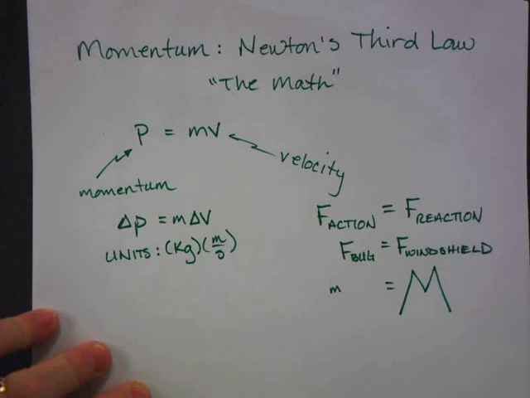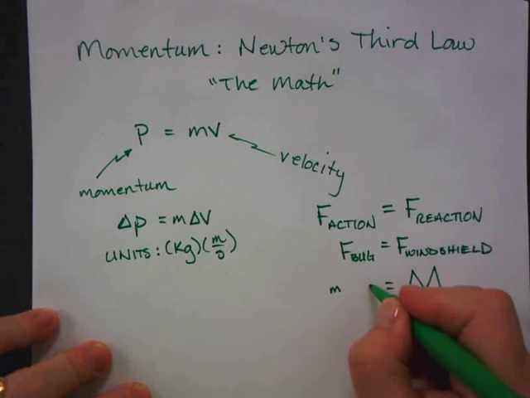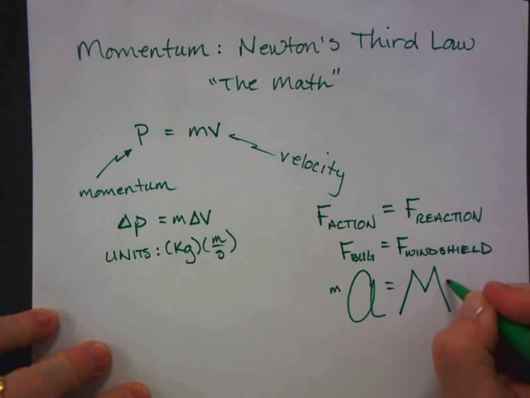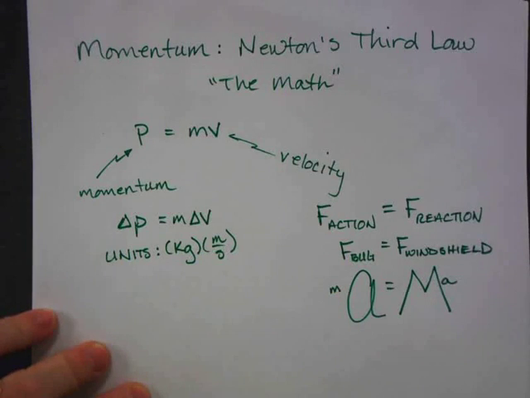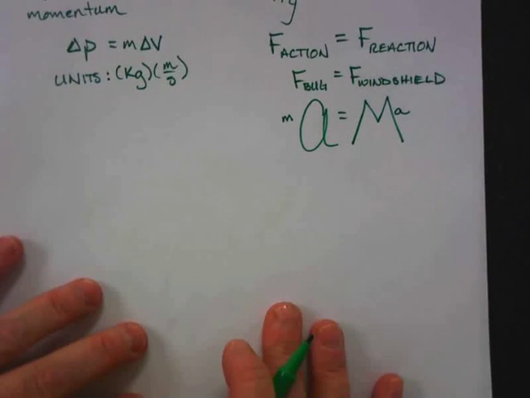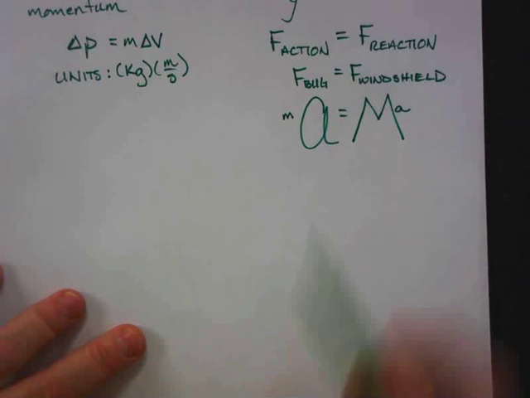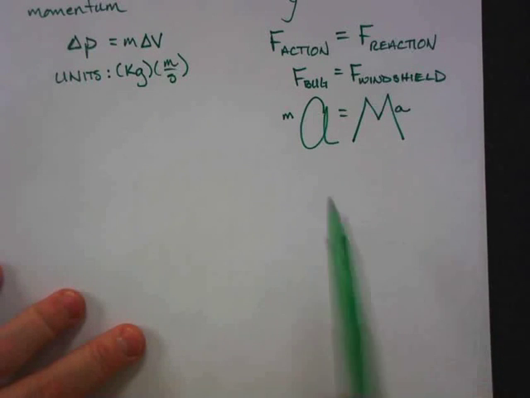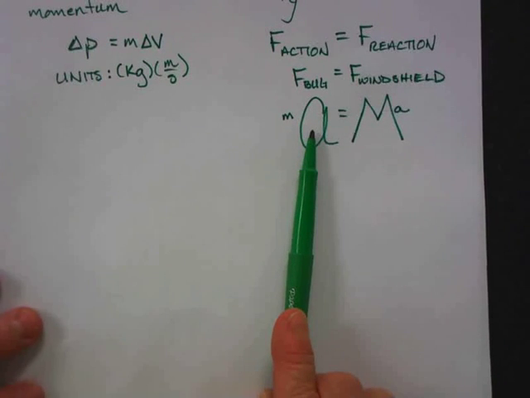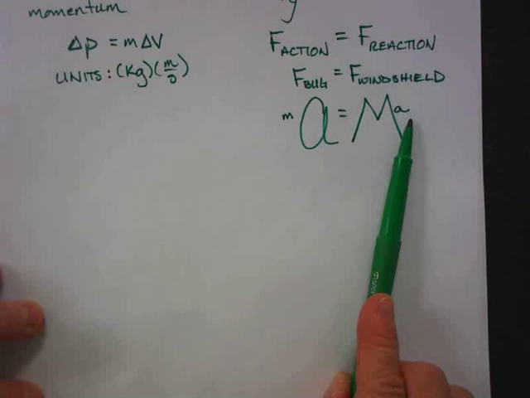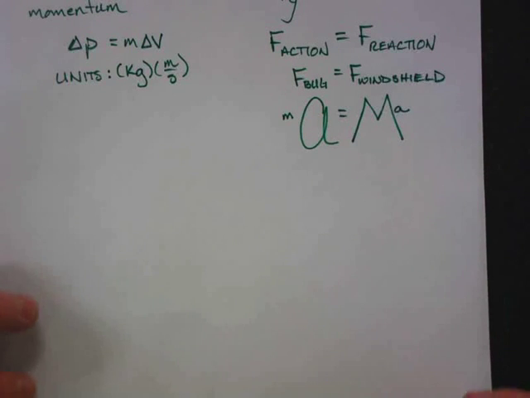F equals ma. Does that math work? Yeah. Okay, so if we're going to do Newton's second law, F equals ma, then the bug goes through a much greater change in velocity per time than the car does. Tyler?